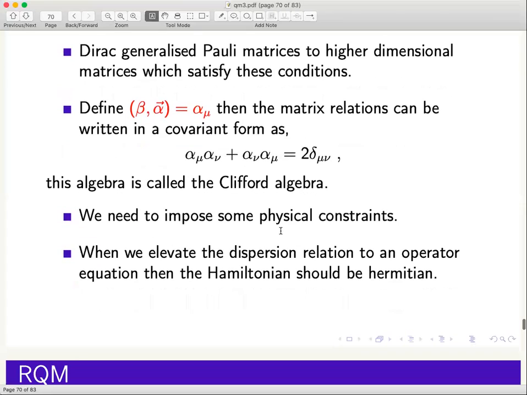Fine. Now remember, I have defined the Clifford algebra in this particular fashion, but it is not necessary that the right hand side should necessarily be delta mu nu. It could be any metric there.